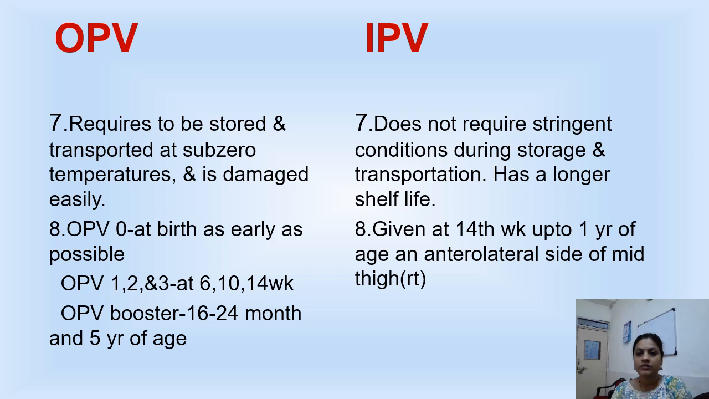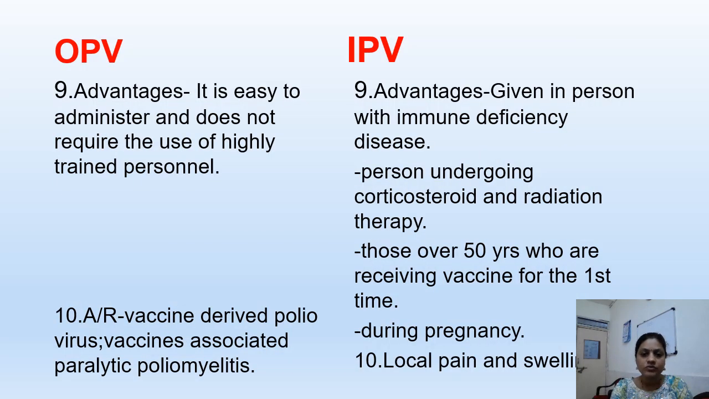Then IPV. IPV does not require stringent conditions for storage and has a longer shelf life. It's not as heat sensitive as OPV. It is given in the anterolateral thigh at the 14th week, and we all know that in our current immunization schedule, fractional IPV is used, which is given intradermally twice.